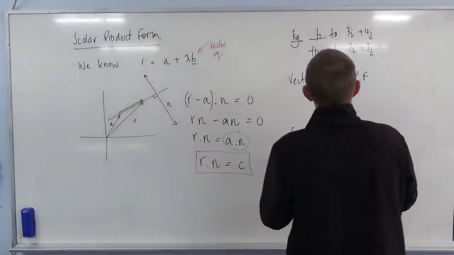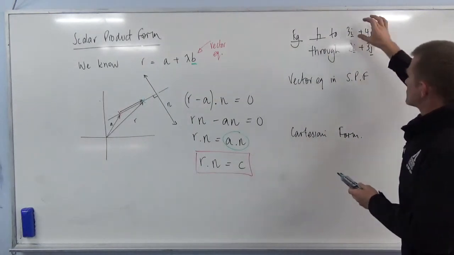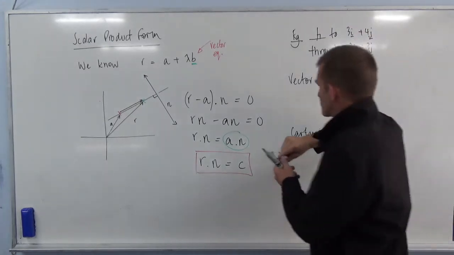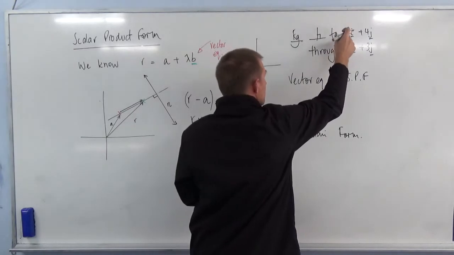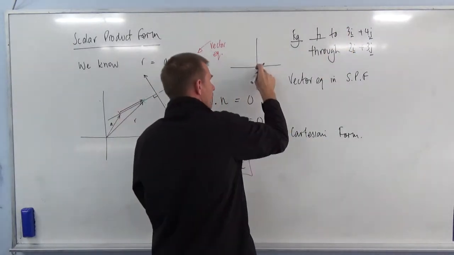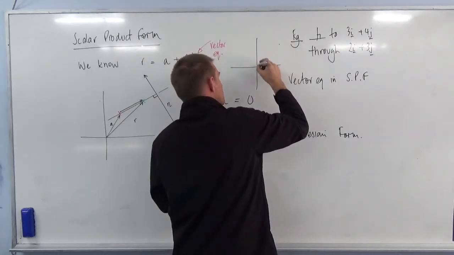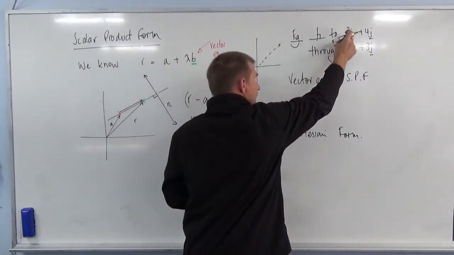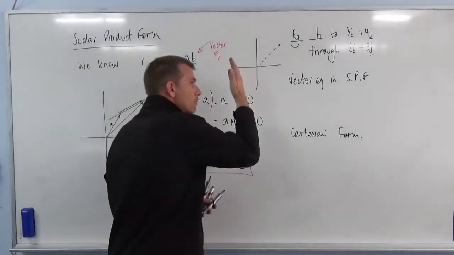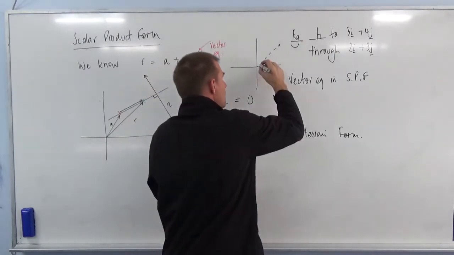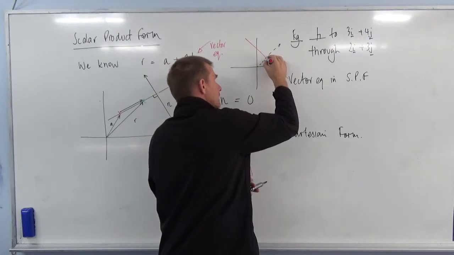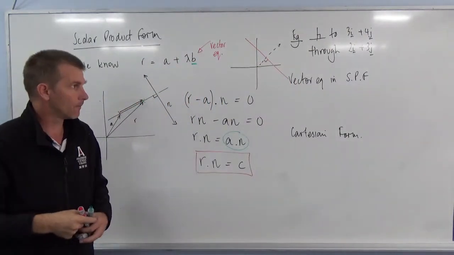So take this, perpendicular to this and through this. So a quick sketch, what does that mean? Well, perpendicular to that. So if 3i plus 4j is here, that is that. The line that I'm talking about is perpendicular to that, because that would be the normal. So the line I'm talking about is this one here, where that's perpendicular to it.